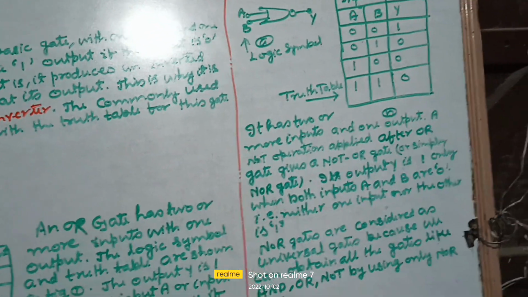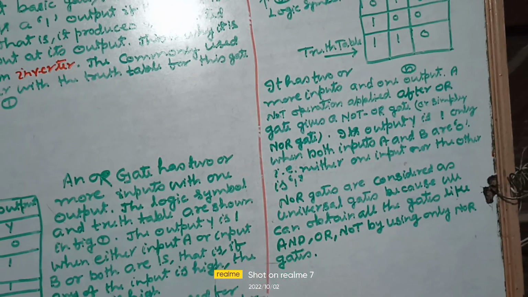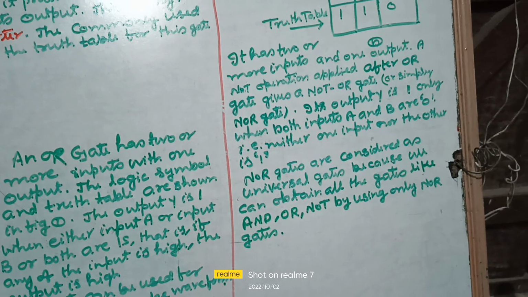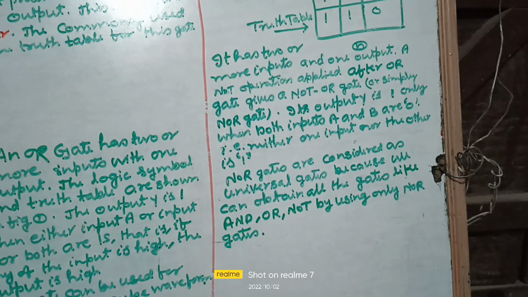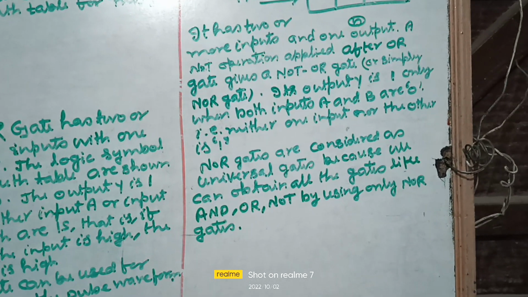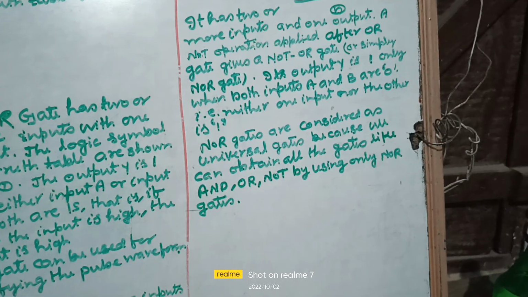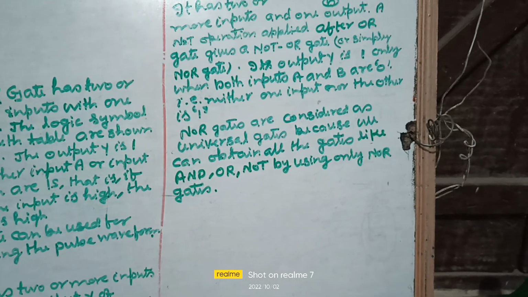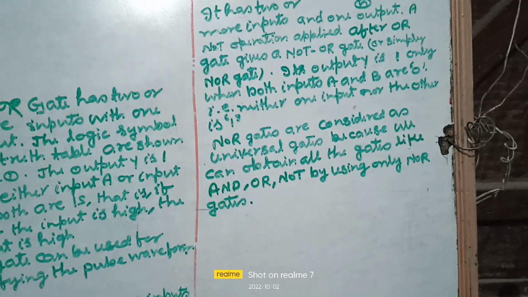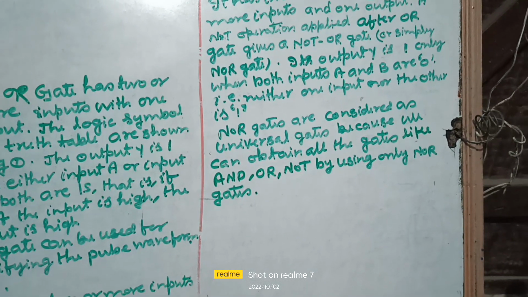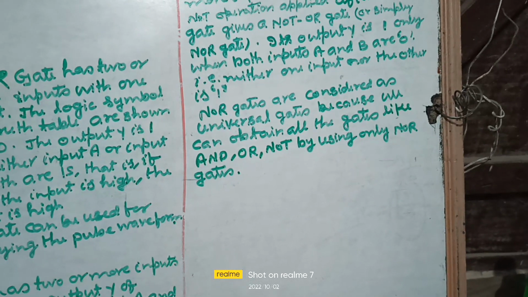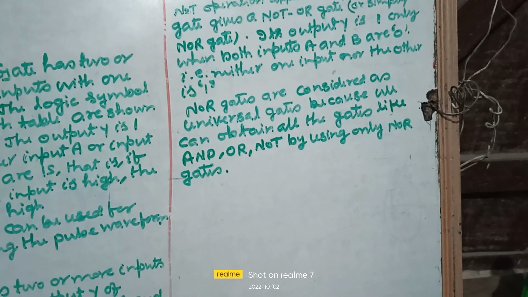Now the NOR gate. The logic symbol and truth table are shown. It has two or more inputs and one output. A NOT operation applied after an OR gate gives a NOT-OR gate, or simply NOR gate. Its output is 1 only when both inputs A and B are 0. It means neither one input nor the other input is 1. NOR gates are considered universal gates because we can obtain all the gates like AND or NOT by using only NOR gates.